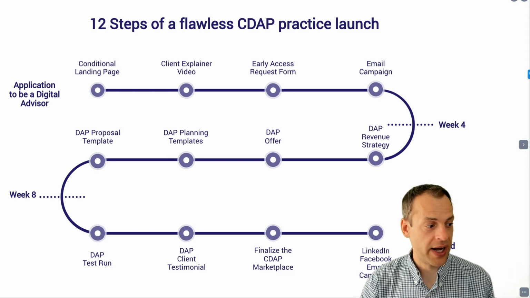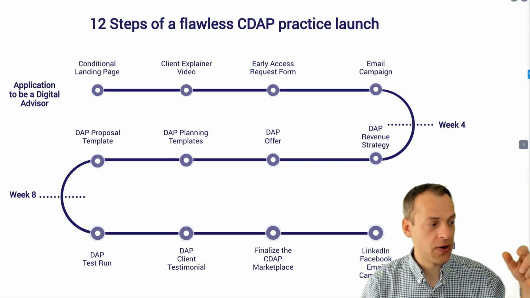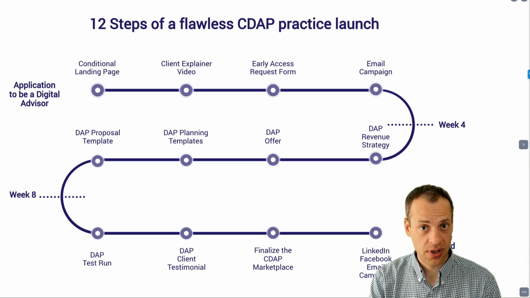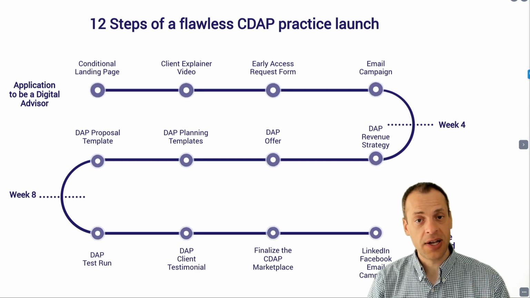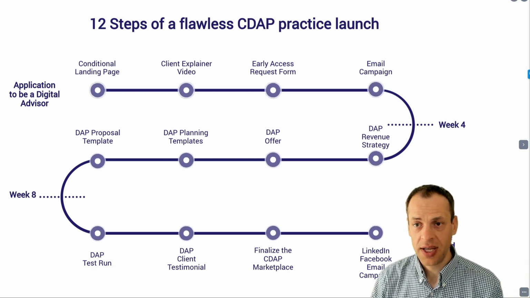So don't do that. The next one is a DAP client testimonial. If you go through one client with the test run, that's going to be a testimonial. That's going to be one of the biggest portions. You're going to use it on your marketplace, because the next step, when you get approved, is to set up your marketplace account. It's not so much to do.